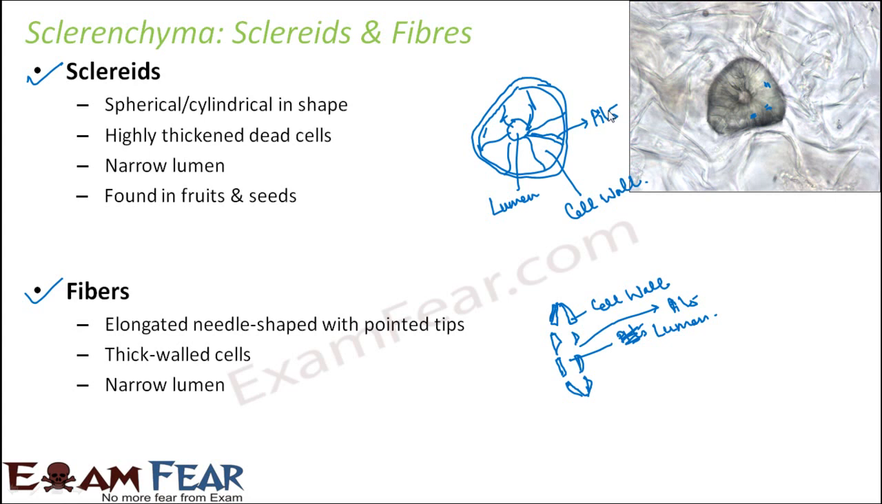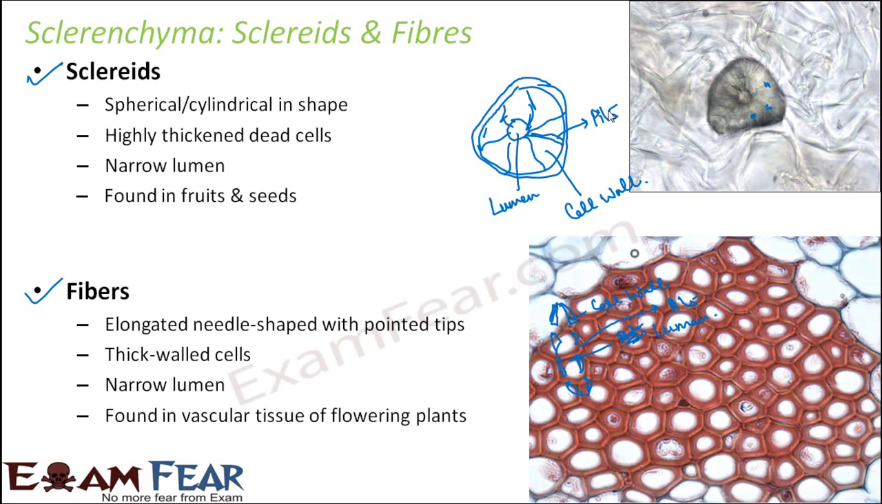So the basic difference between sclerids and fibers is that sclerids are generally round in shape, fibers are generally elongated, needle-shaped. So fibers are found in vascular tissue of flowering plants. So which are the vascular tissues of flowering plants? They are nothing but xylem and phloem.